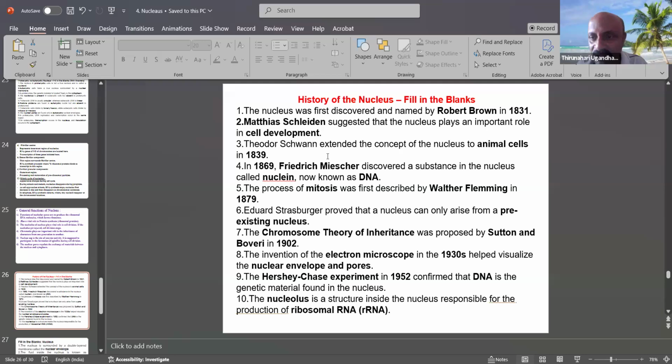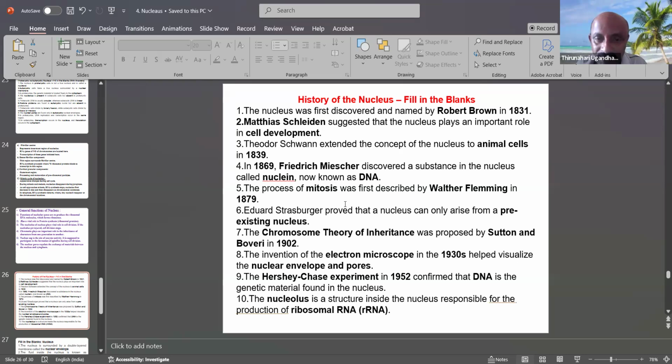Theodore Schwann. It is also known as the animal cell theory. The cell theory was proposed by Schleiden and Schwann. In 1869, Friedrich Miescher discovered a substance in the nucleus called nuclein, now known as DNA. Nuclein is the old name for DNA.